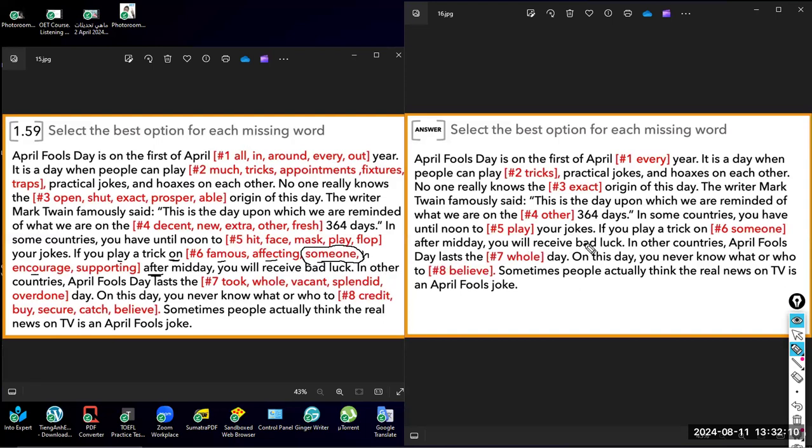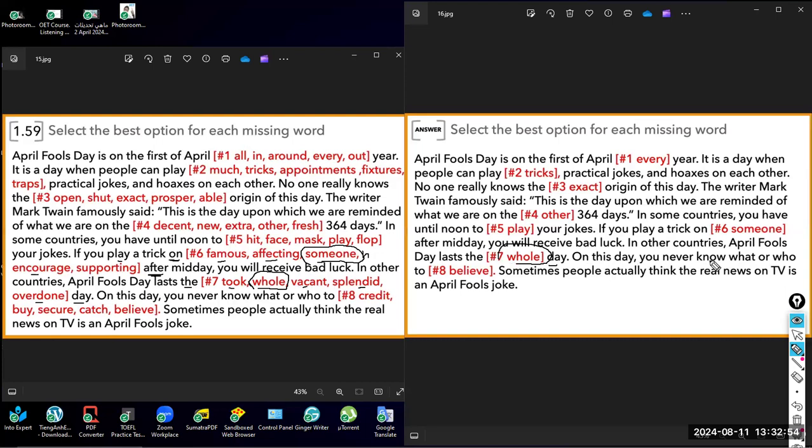After midday, you will receive bad luck. In other countries, April Fool's Day lasts the whole day. The whole day, sorry, not whole. So this is why I have to say the whole day. Absolutely, I cannot say the took. I can't mention, so we mention the, and then the verb to. This is something wrong. So because I'm talking about a day, now I have to use an adjective. So vacant day, absolutely not like that, splendid day, no, or overdone day. So I'm talking about the whole day.